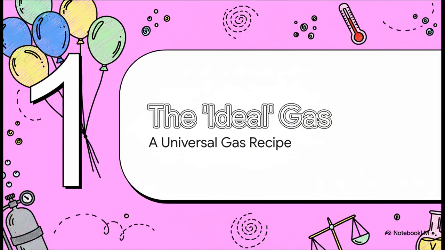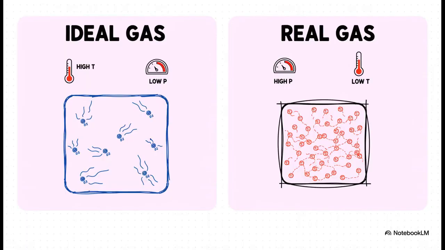So, first things first, to use this powerful recipe, we have to make one tiny, simplifying assumption, that we're dealing with an ideal gas. Just think of it as a perfect, simplified version of a real gas. This is what makes the math so clean and predictable. So, when does a real gas start acting like this ideal version? Well, it happens when the pressure is low and the temperature is high. Think about it. If the particles are really spread out and moving super fast, they barely have a chance to interact with each other. So for our purposes, we can pretty much ignore those tiny forces between them.